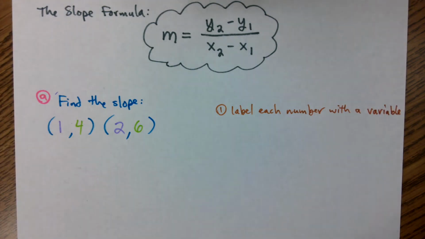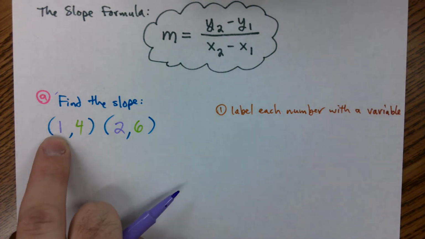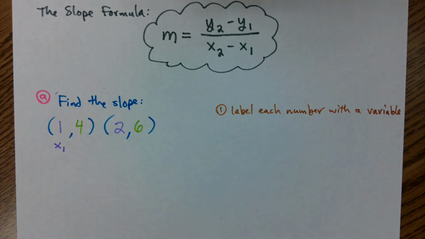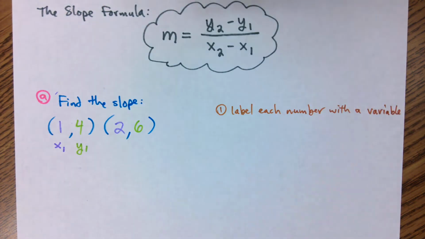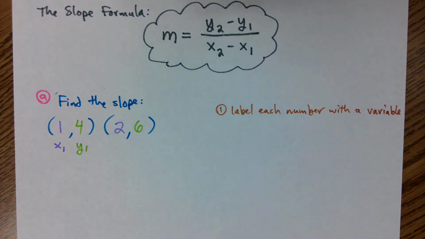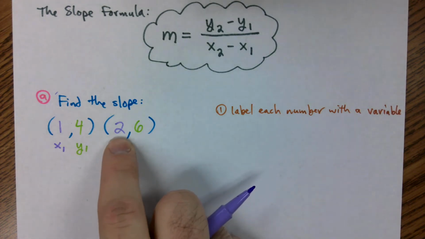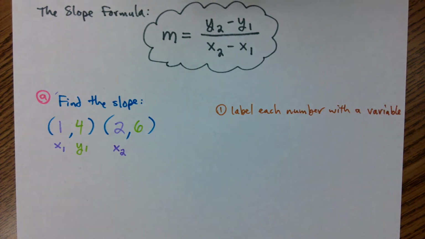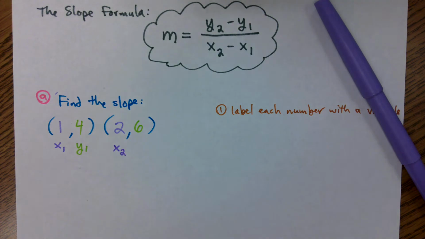From left to right, starting with 1, we're going to call 1 x1, or x sub 1 is how we would say that. And 4 is going to be y1, or y sub 1. It's our first x coordinate, comma, our first y coordinate, right? So what can we call the 2 here in our second point, Noah? X2. What about 6? What can we call 6? Y2, exactly.